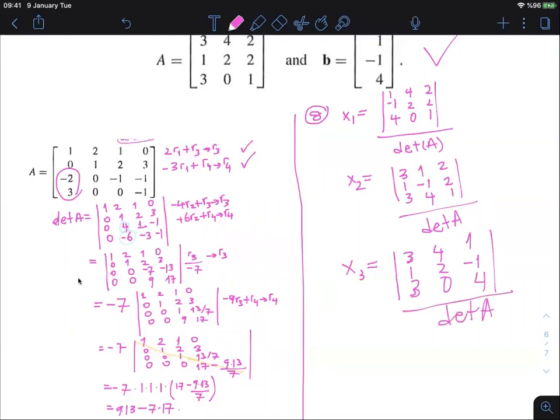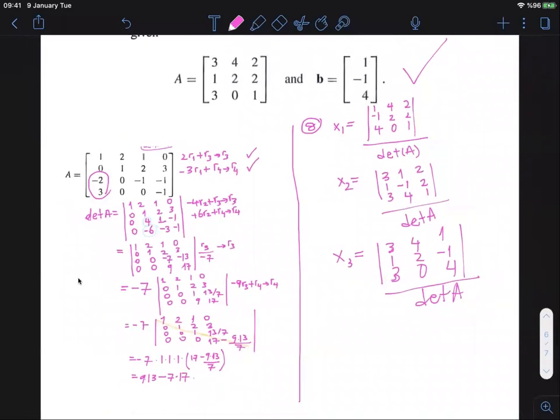You see, we need to compute the determinant of A only once, and once we find it, we can divide by all of these. We can use it for all these x's. So if we compute this, we get the solution.